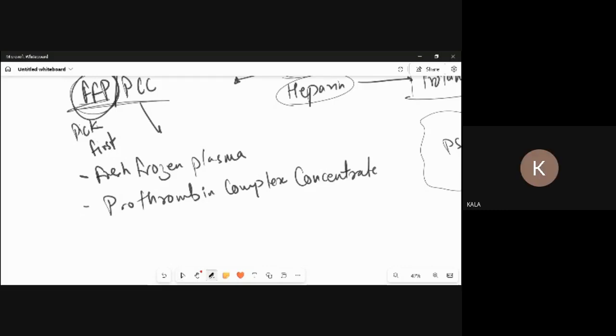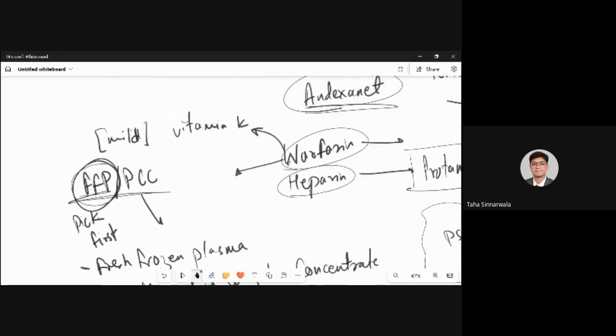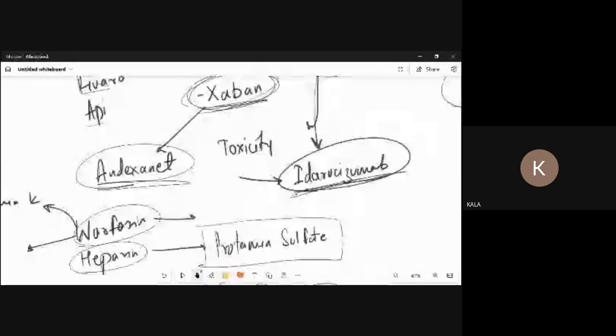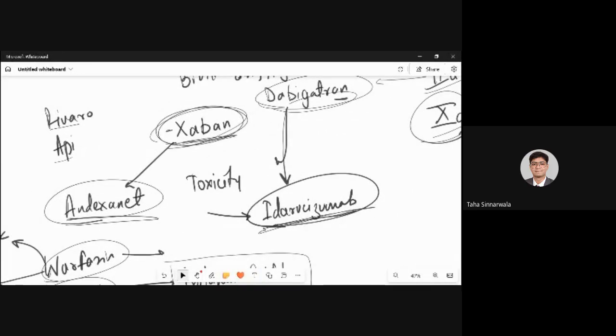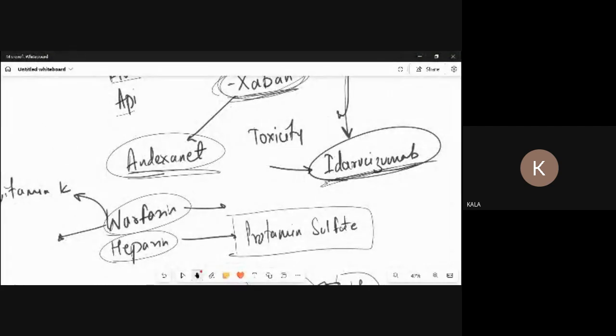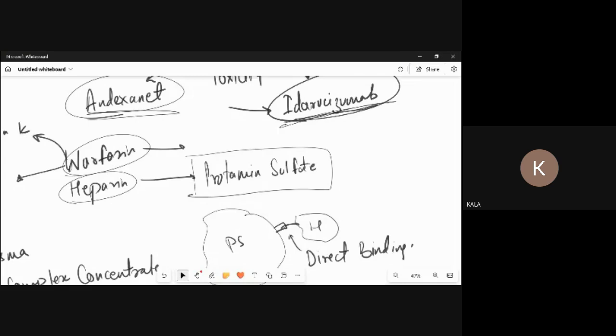Doctor, can you please go back to those drugs, XA inhibitors and 2A inhibitors? These ones, right? Yeah, the mechanism of action. Do they have separate mechanism of action, or do they all have the same mechanism of action?